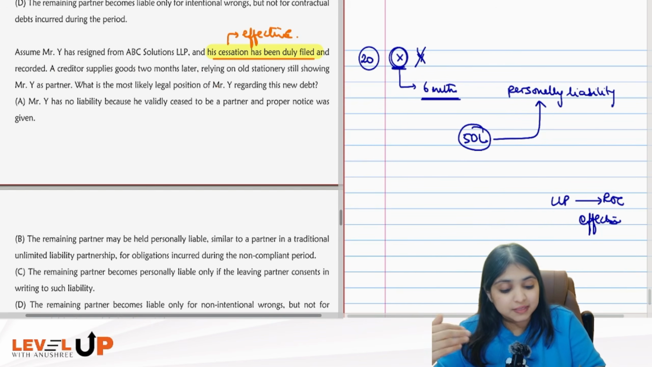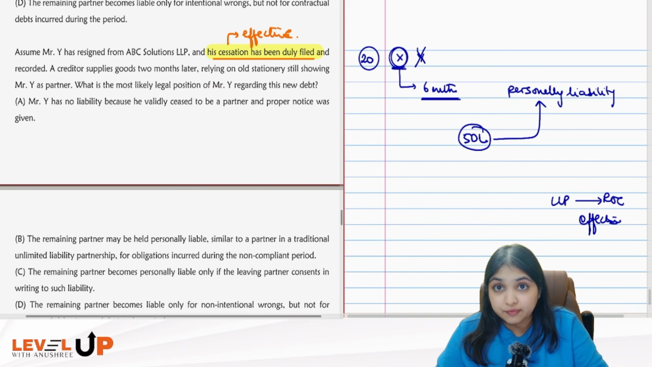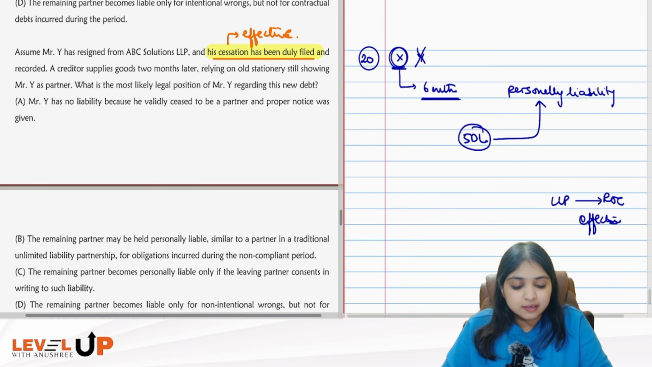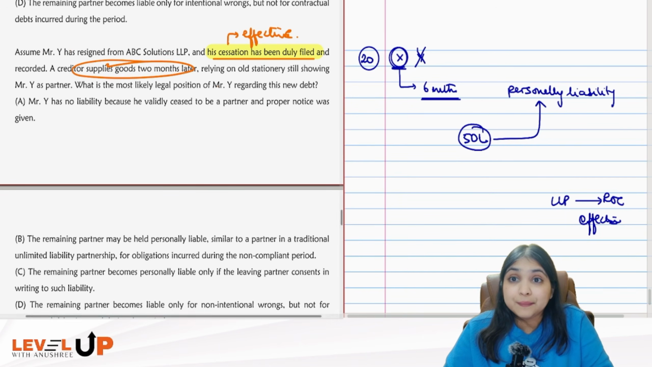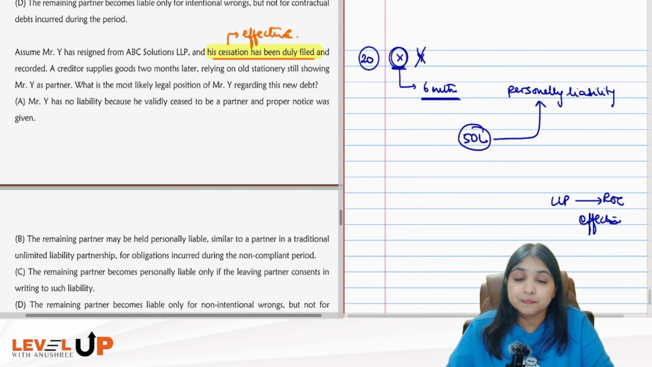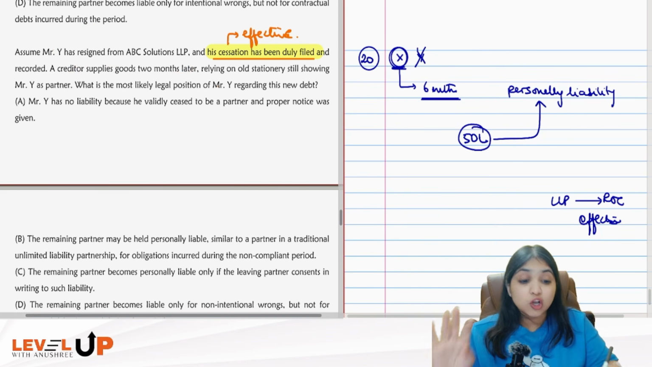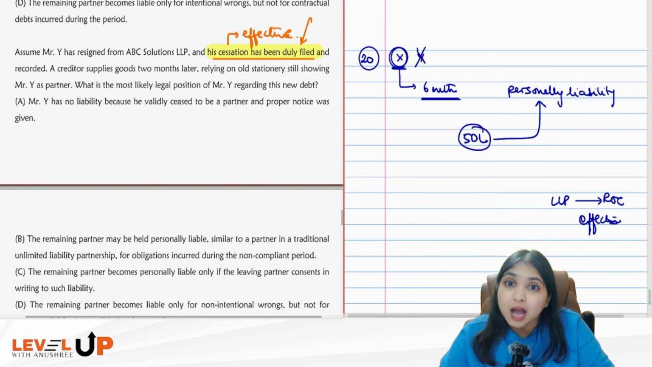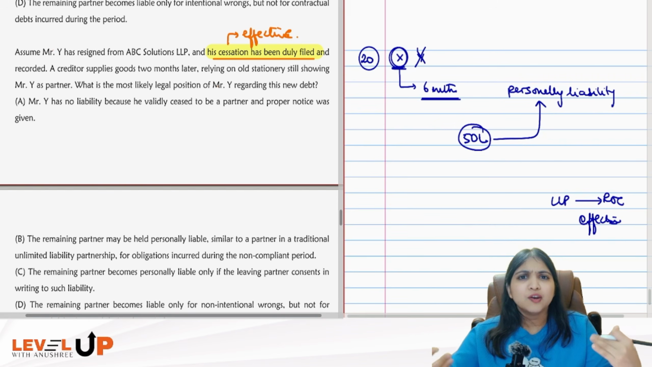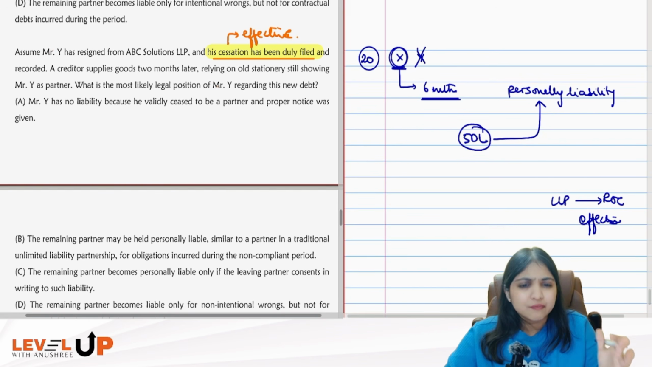So Mr. Y resigned, his cessation is effective. 2 months after that, a creditor supplied goods. For that, will Mr. Y be liable? No, right. This transaction is happening after Mr. Y's cessation. Mr. Y has ceased to be in the LLP. His cessation is also effective. We have informed ROC about it. It has been duly filed with ROC. His cessation is effective. Now, after this, whatever happens in the LLP, he will not be liable.